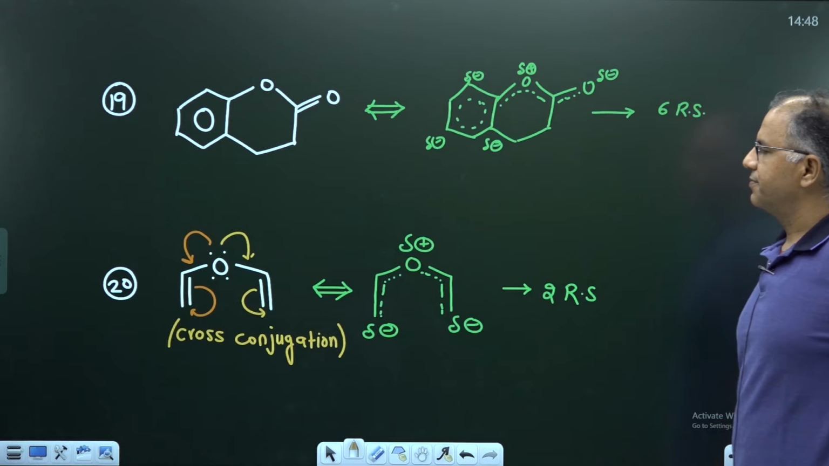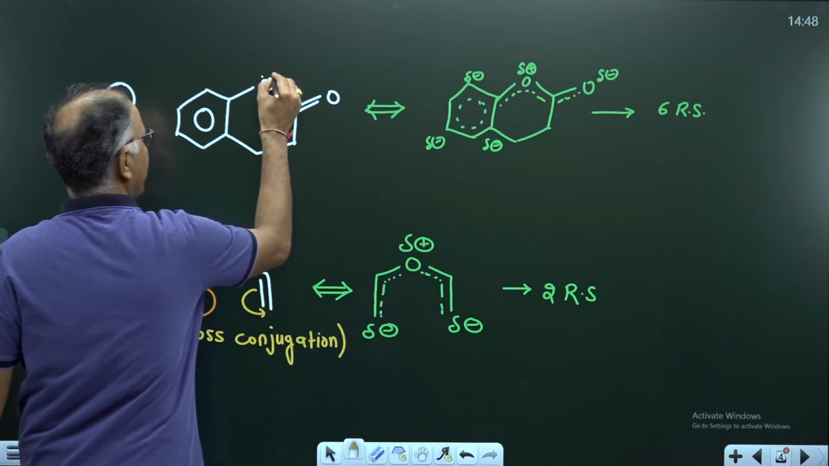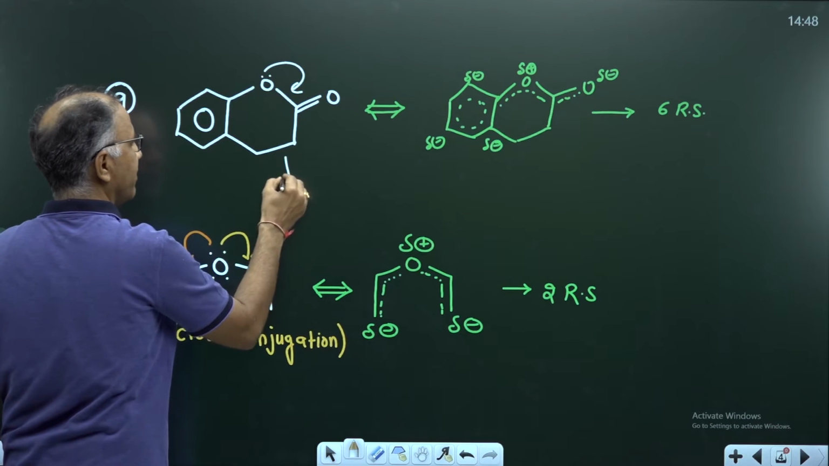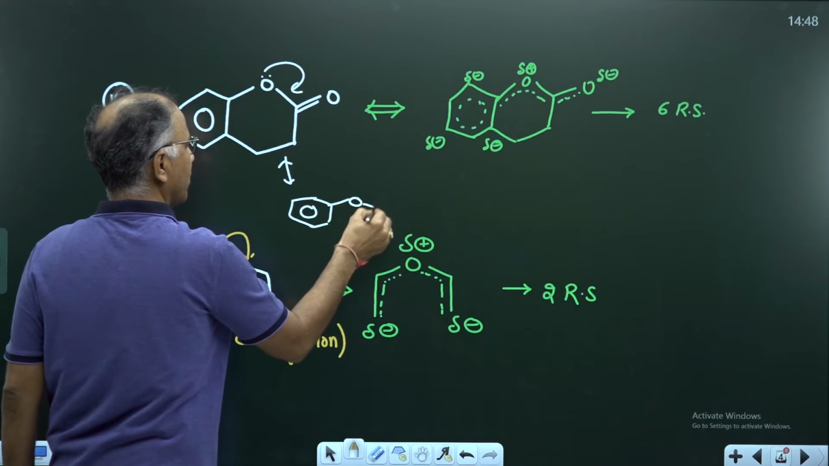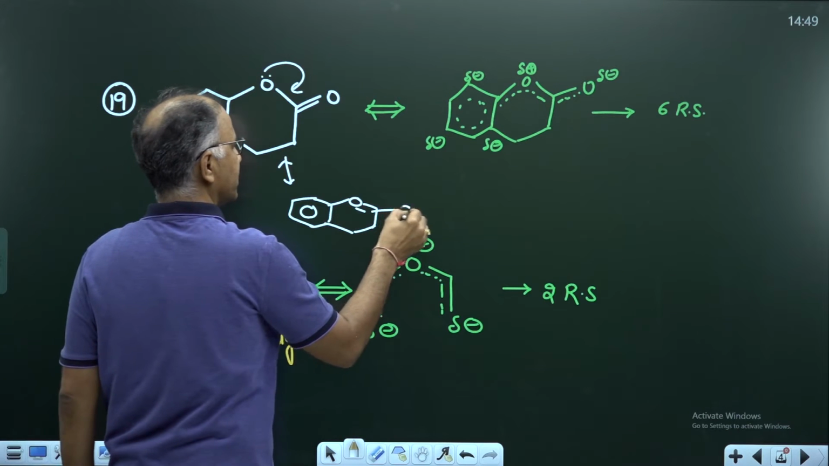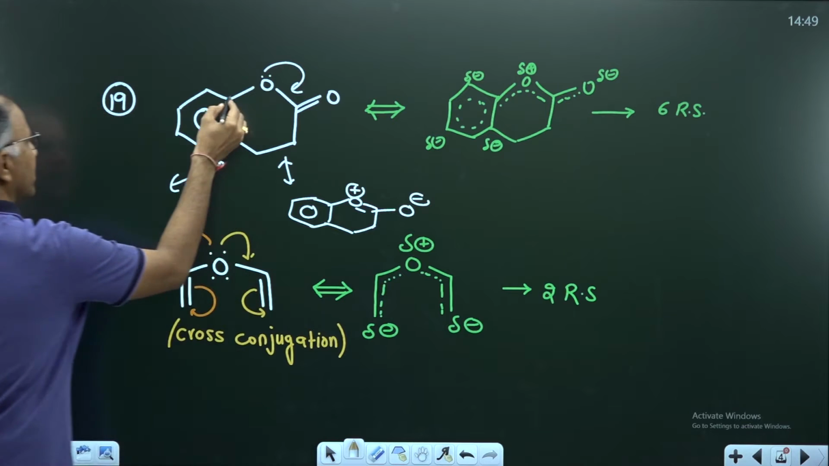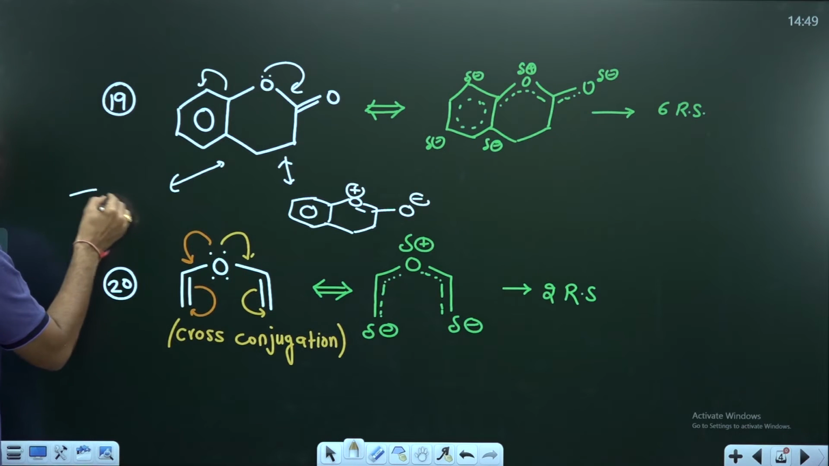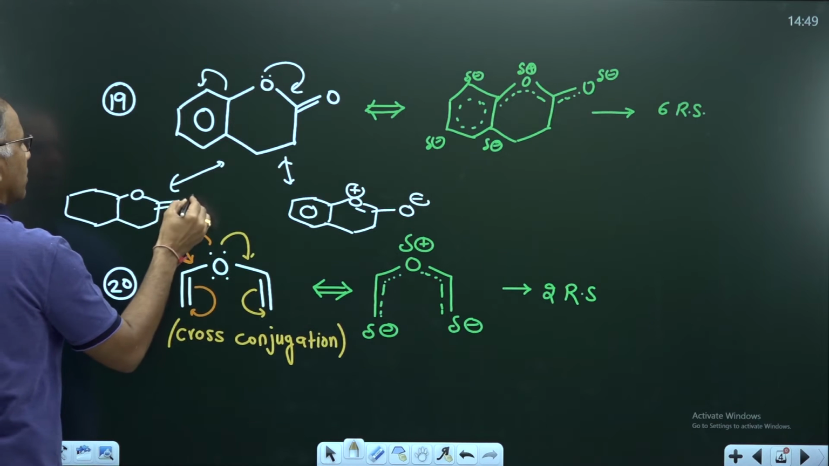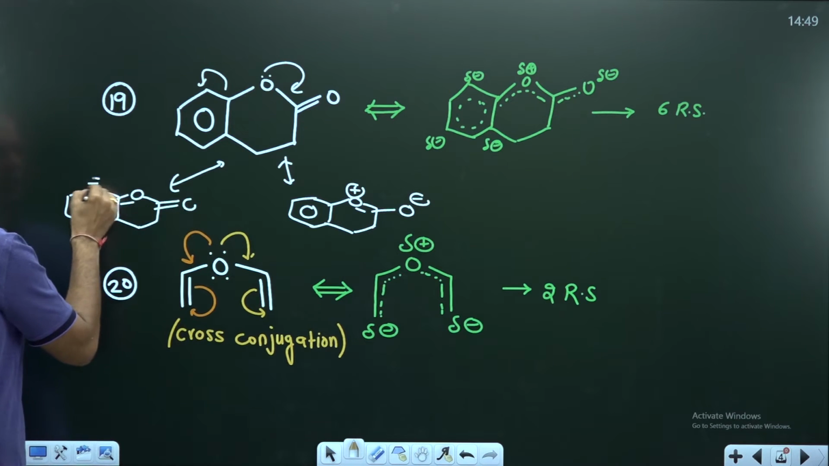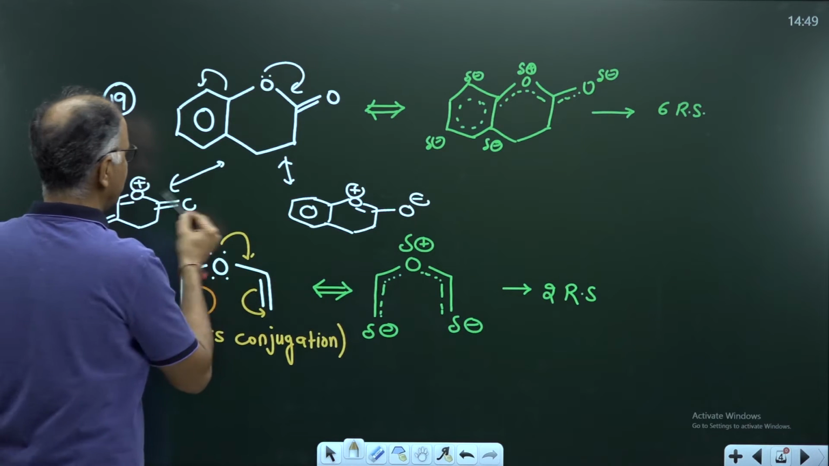Now, in 19, the lone pair can undergo resonance on the right hand side. So, we can draw this as a resonating structure, or the lone pair can undergo resonance on the left hand side. Then this will be the resonating structure. In both RS, oxygen has a positive charge.